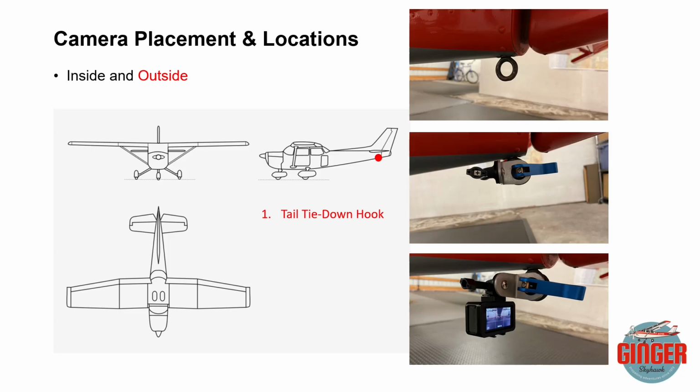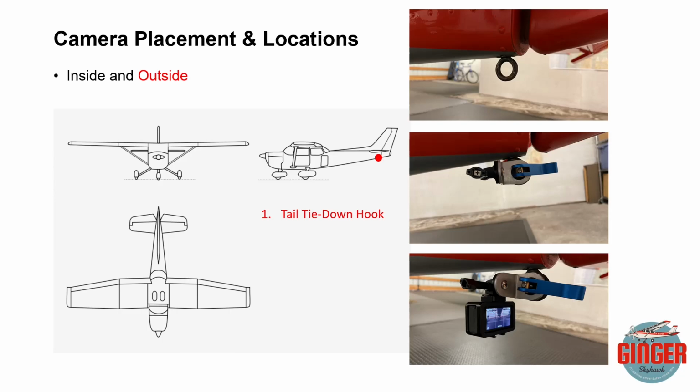I don't do that. But just for your convenience, I'll list them there so that you can go have a look at them and make your own decisions on whether you like that mount or not. But for me, I like the tail tie-down hook. And it gives a great three-wheel view of your landings. You can see both main gear and your nose gear.